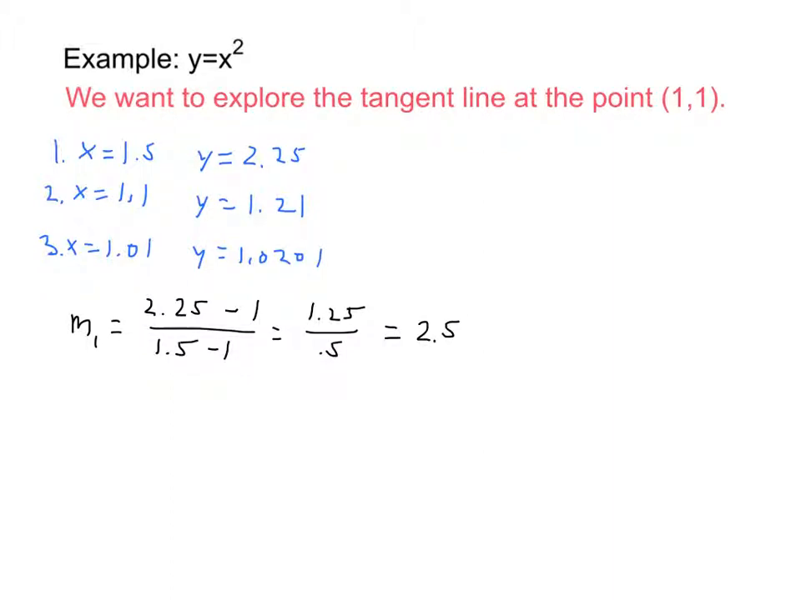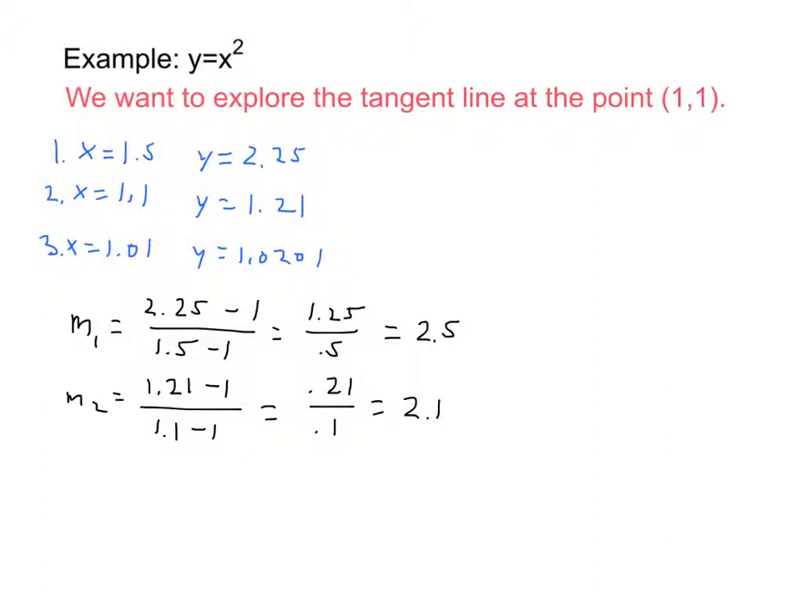I can go and do a second slope, m2. m2 is going to be the slope between the point 1.1, 1.21 and the point 1, 1. So when I do m2, I'm going to take the change in y, 1.21 minus 1, over 1.1 minus 1, which will give me 0.21 over 0.1. And when I do that division, I'm going to get 2.1.